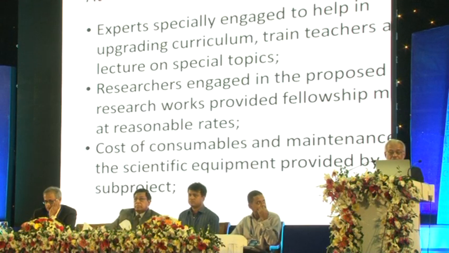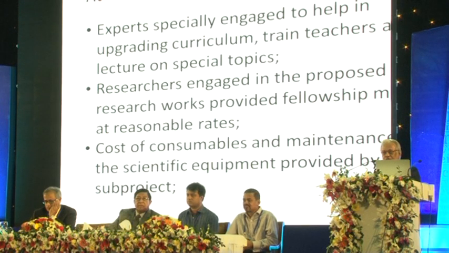Researchers engaged in the proposed research works are provided fellowship money at reasonable rates. At the moment, we are in the fourth round, window 4, a PhD student gets 55,000 taka per month. In the third round, it was 30,000 taka per month. So this is a reasonable rate.